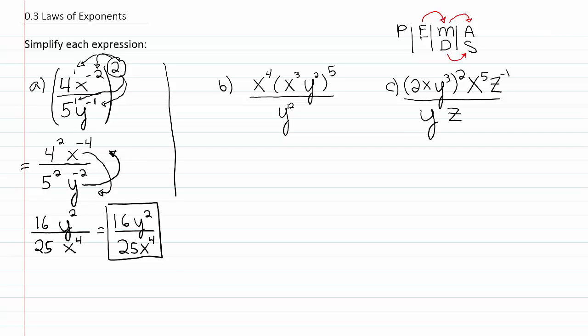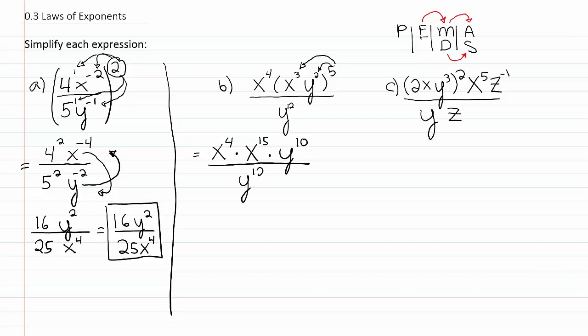Okay, good. Let's tackle problem B now. So looking at problem B, first thing I want to do is bring this exponent of 5 into the parentheses here. So I'll rewrite that first piece as x to the 4th times, now 5 times 3 is going to give me x to the 15th power. Then I'll have times y to the 5 times 2 power, which is going to be the 10th power. That's my numerator. I'll draw the fraction bar and then write my y to the 12th at the bottom.